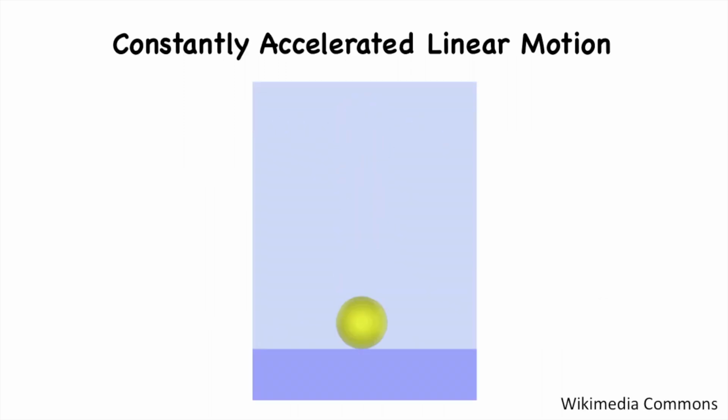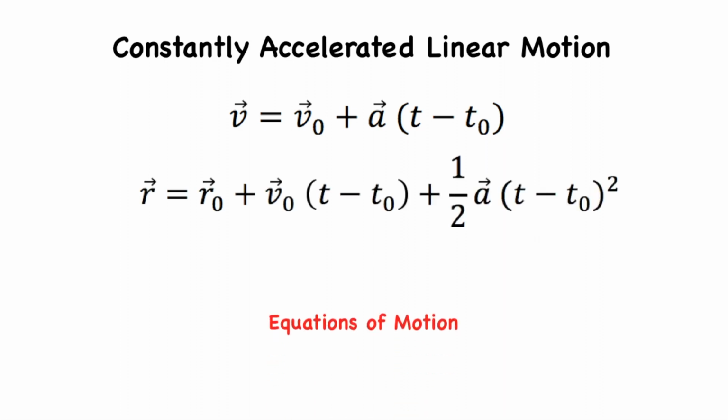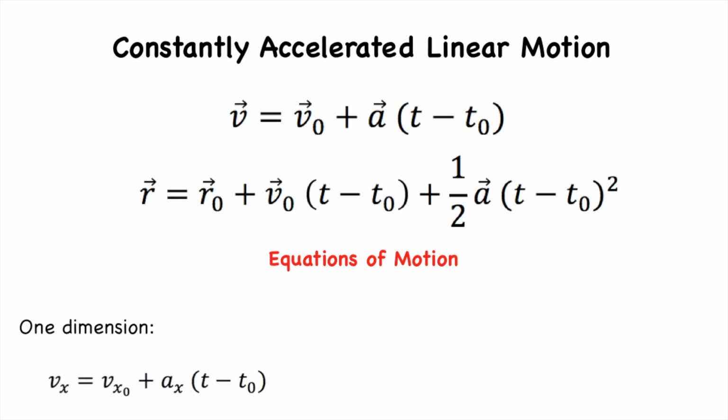We have another special case when an object's velocity is changing, but the rate of this change, the acceleration, is constant. Similar to what we did for the case of uniform linear motion, we can integrate the expression of the acceleration to find the equation of the velocity. Integrating a second time, we obtain the equation for the position. These are the equations of motion in this case. In just one dimension, they are written like this.